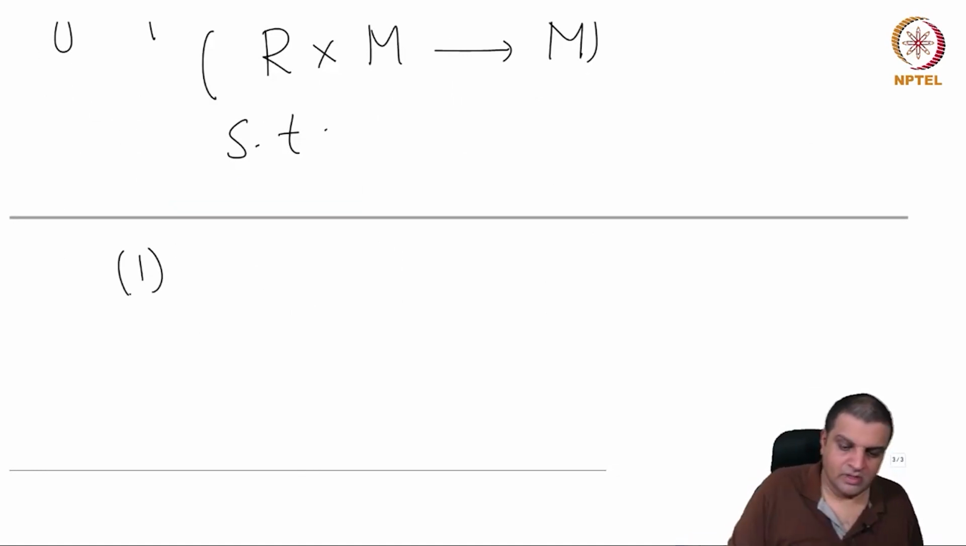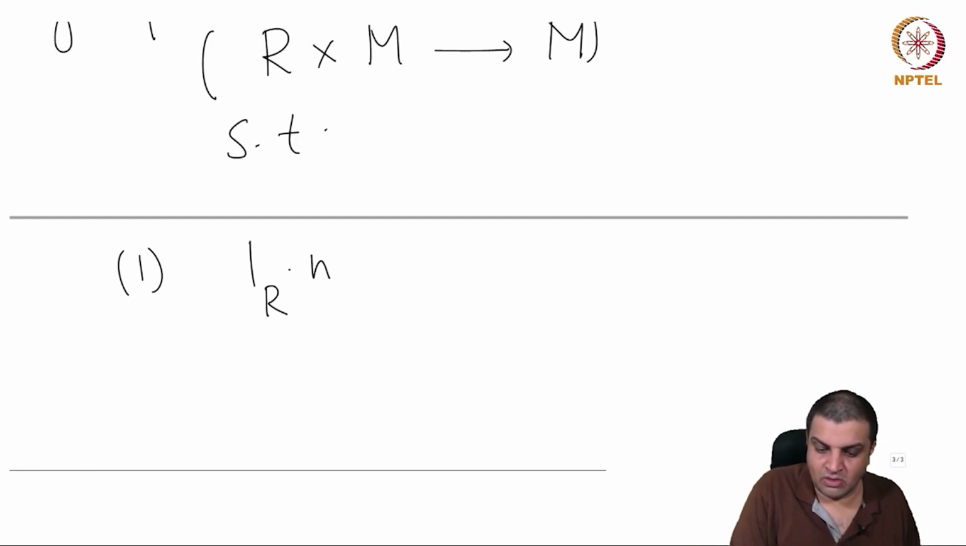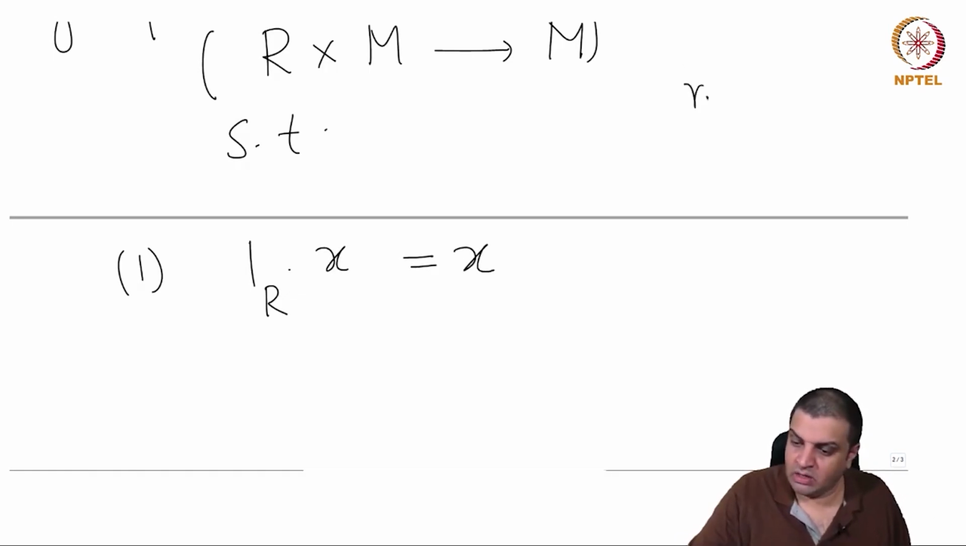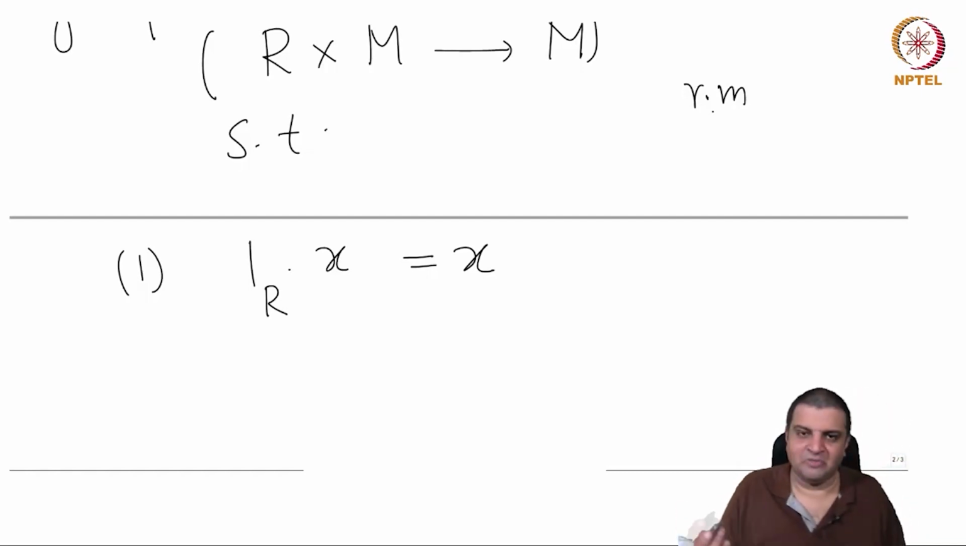One: the element 1 of R should act on an element x of M as identity. So R dot x is the notation for this action. This is just a notation. One can think of it as scalar multiplication.